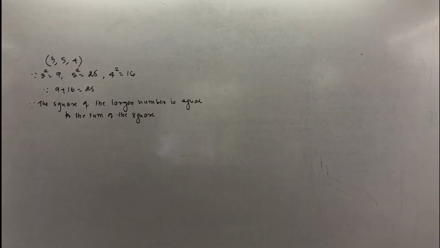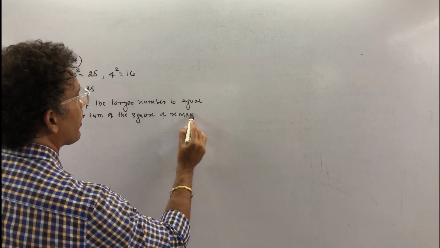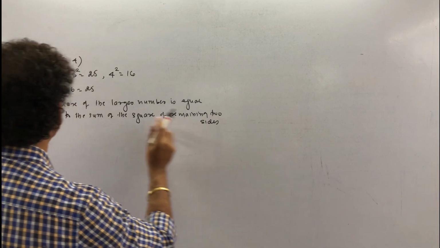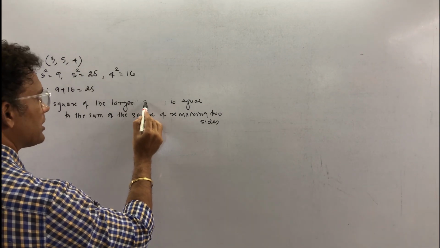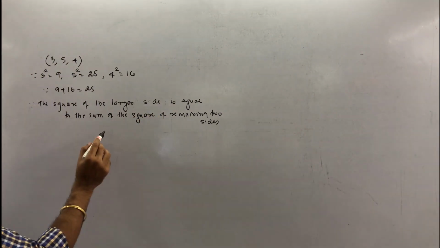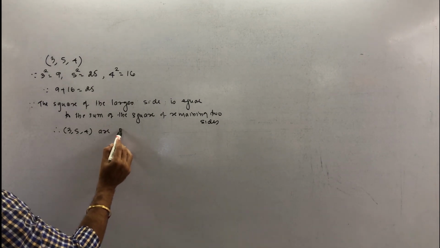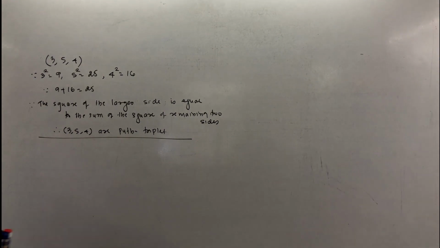ठीक है, that is we can write ये लिखने का बच्चा लोग, that is the square of the larger number is equal to the sum of the squares of the remaining two numbers. Two numbers लिखो या sides लिखा रहेगा, that is two sides लिखो. You can say the square of the larger side is equal to the sum of the squares of the remaining two sides, and therefore we can say 3, 5 and 4 are Pythagorean triplet. और हो गया. So this is how you have to do your remaining.